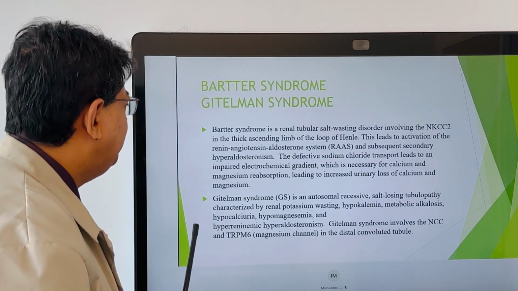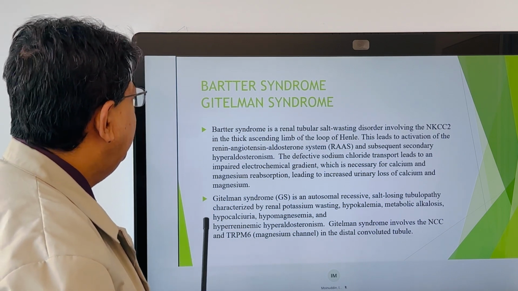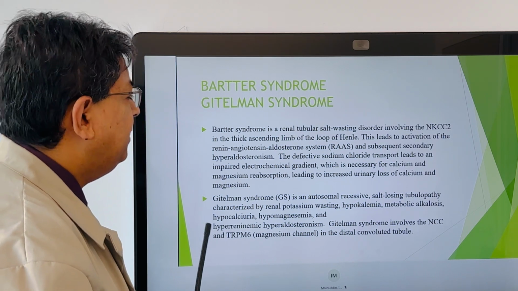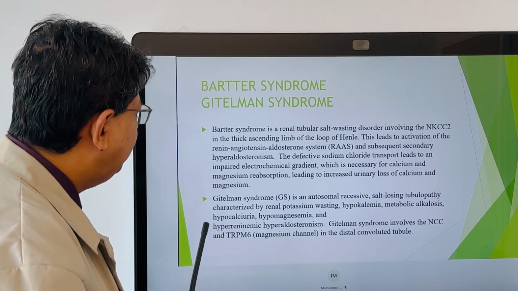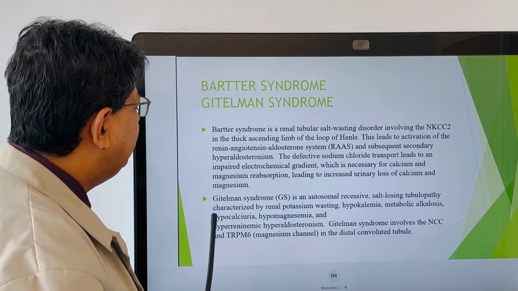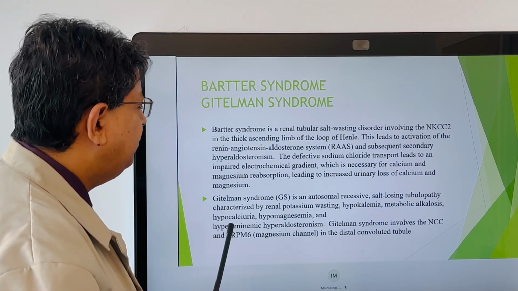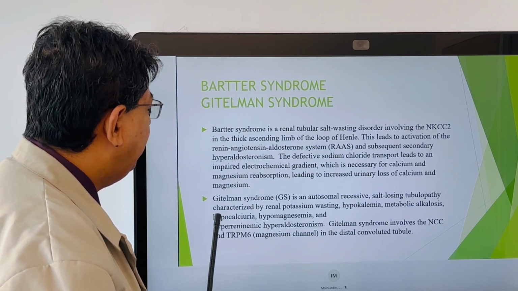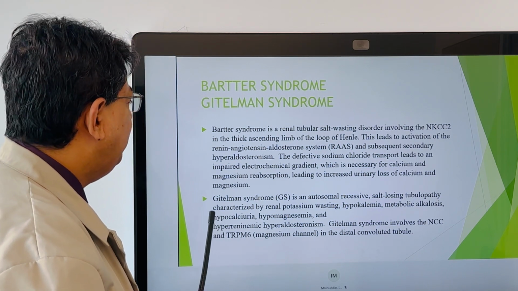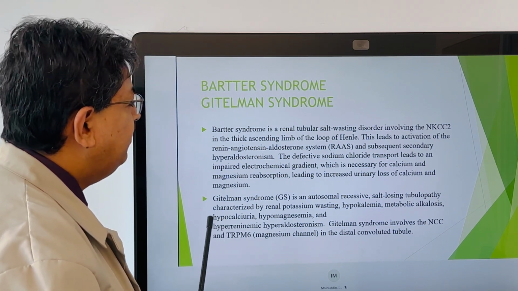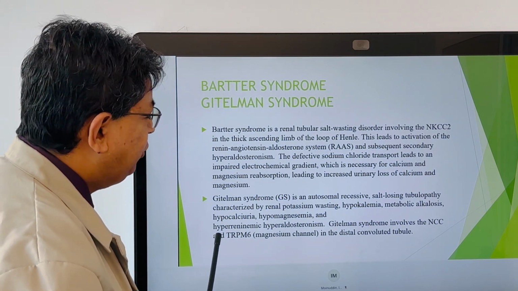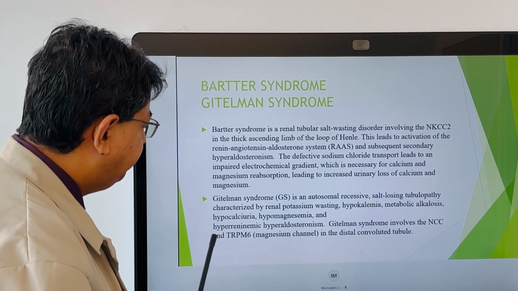Let's talk about Bartter's syndrome and Gitelman's syndrome. Bartter's syndrome is a renal tubular salt wasting disorder involving the sodium potassium chloride cotransporter in the thick ascending limb of the loop of Henle. This leads to activation of the renin-angiotensin-aldosterone system and subsequent secondary hyperaldosteronism. The defective sodium chloride transport leads to an impaired electrochemical gradient, which is necessary for calcium and magnesium reabsorption, leading to increased urinary loss of calcium and magnesium.